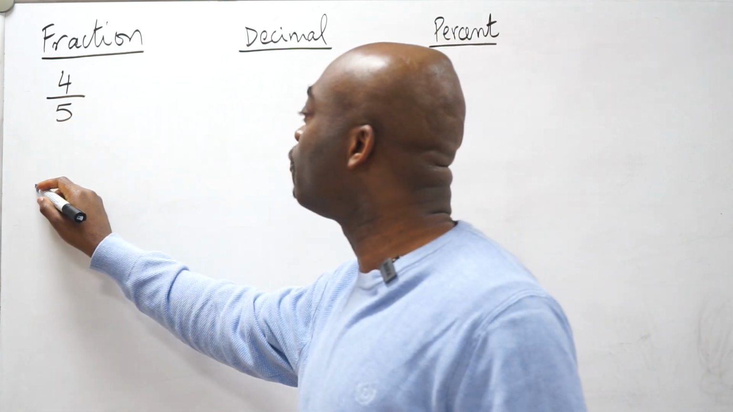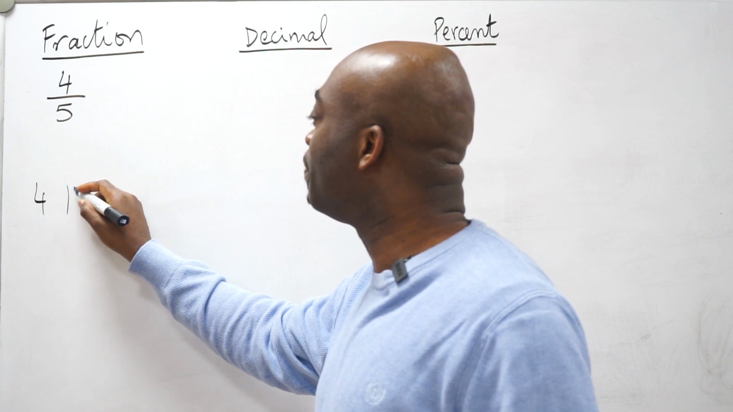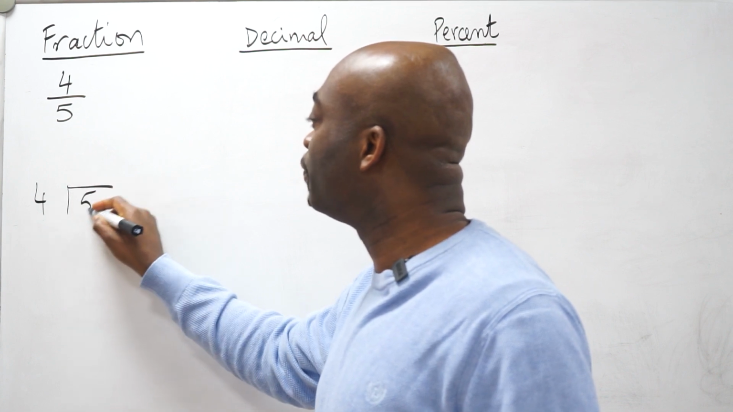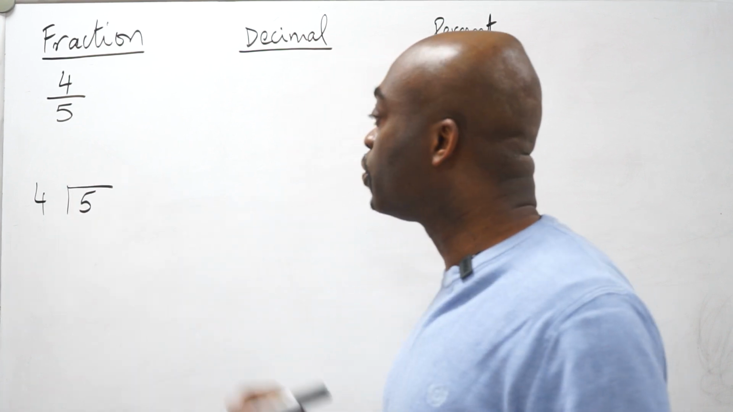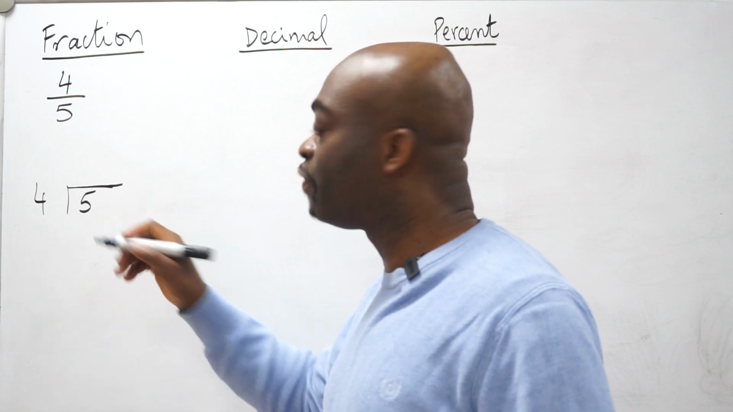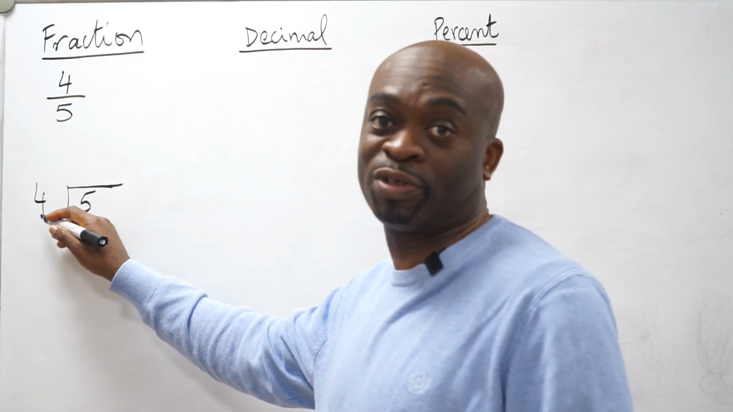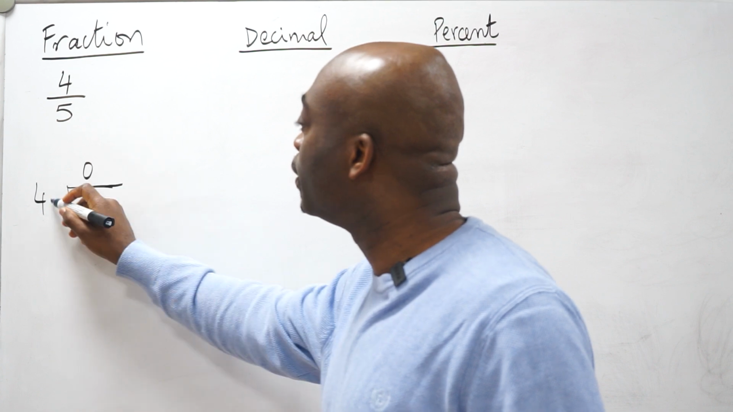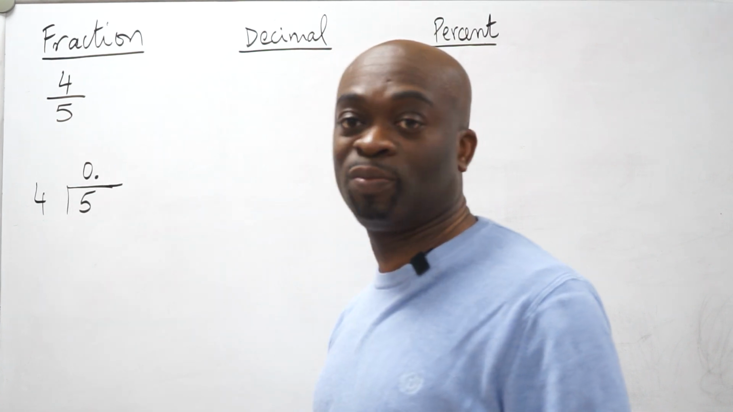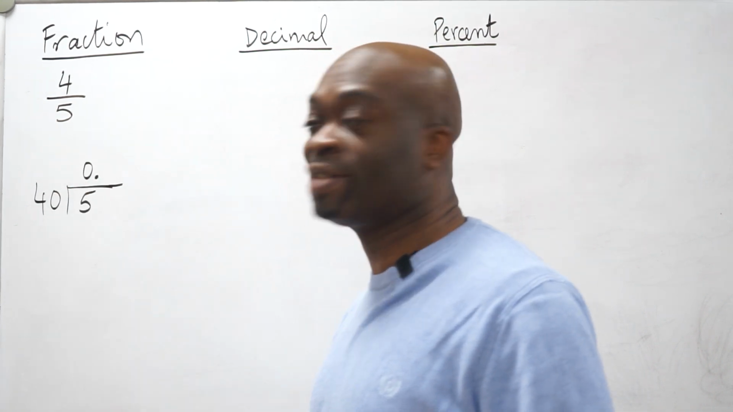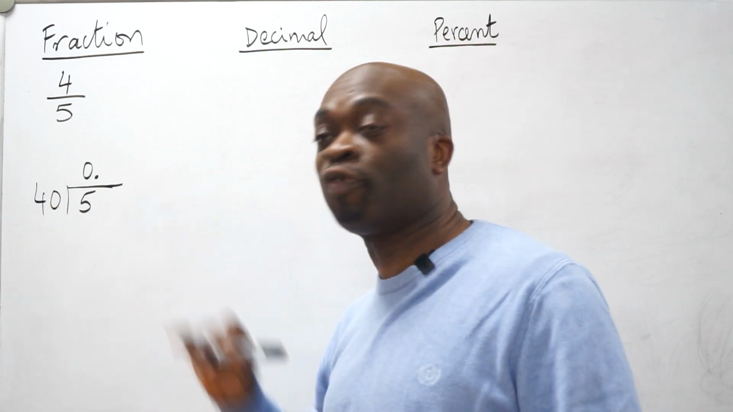So it's just like you're taking 4, then you divide it by 5, okay? So you can do it that way. So that will give you how many times? 5 goes into 4 how many times? 0 times, right? So you have 0, then you have the decimal point, okay? Then you add 0 to this one. So 5 goes into 40 how many times?